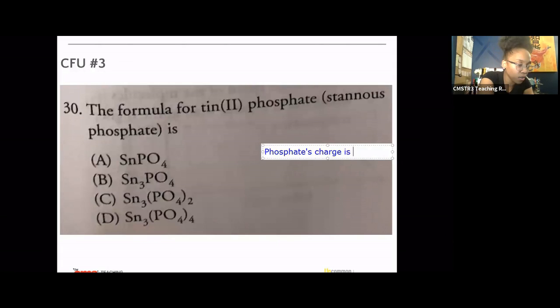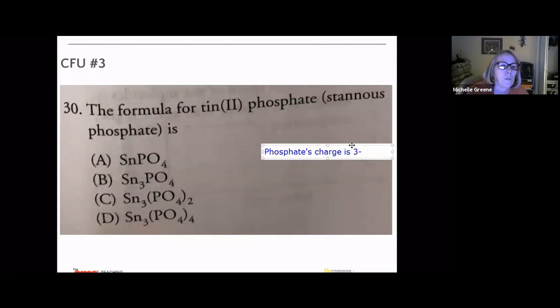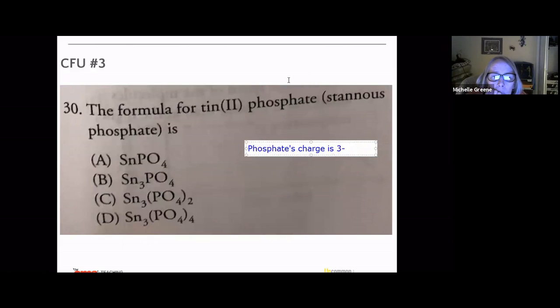Phosphate, right? PO4. Minus 3, right? Yeah, -3. I had to think about it. Phosphite is -2, so I was thrown off there for a second. Okay.